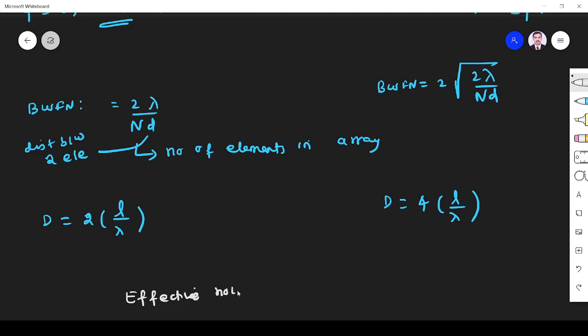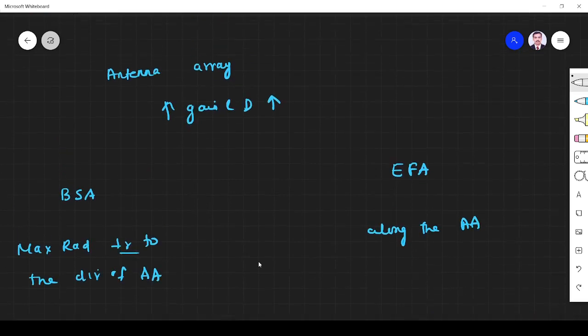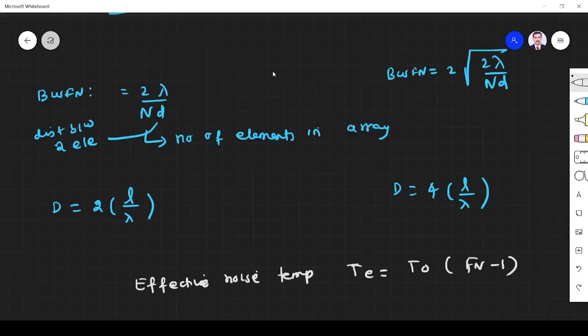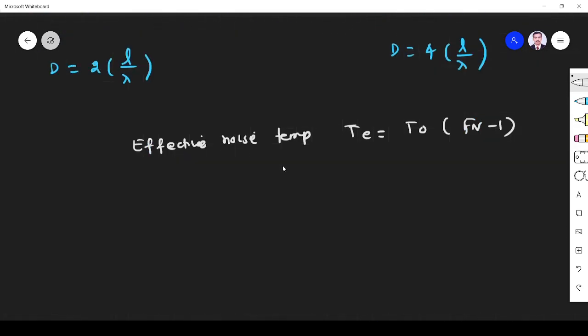Right, and antenna effective noise temperature. The effective noise temperature T is equal to T naught, the room temperature, into Fn, the noise figure, minus 1, right? So this is the effective noise temperature. These are some overall pictures we have to study by taking all these things into account, right? In addition to this, we may be asked types of questions from UHF and VHF antenna, so we have to read. So regarding wave propagation, what is the thing we have to know?